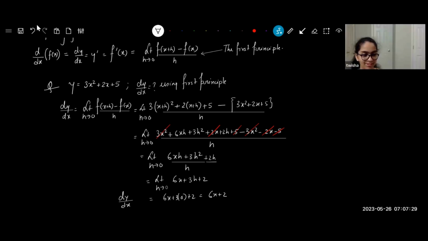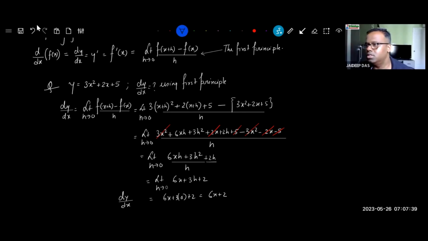Wait, hold on, pause. Take your time. So you took the h common and then you did the cancelling. What I did here was this: the h is common everywhere. I got that. And then you can plug in the limit 0, because I don't land up in any sort of an indeterminate form, so I'm allowed to do that. Okay.